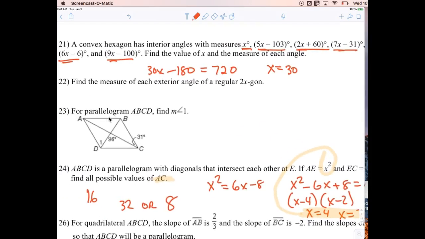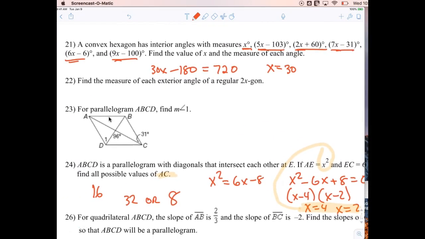All right, so I'm on 22. Oh, I can't add. That's why I did that. Find the measure of each exterior angle. Well, the exterior angles always add up to what? So it's simply 360 divided by the number of sides. How many sides are there? 2x sides. So the answer is just what? 180 over x. That's just to see if you're paying attention, I think.